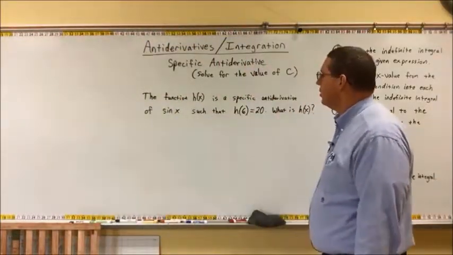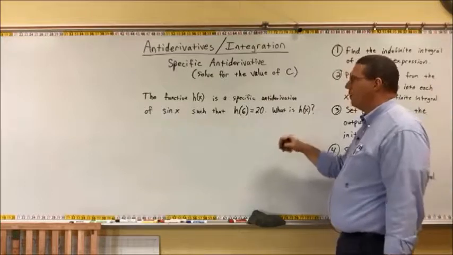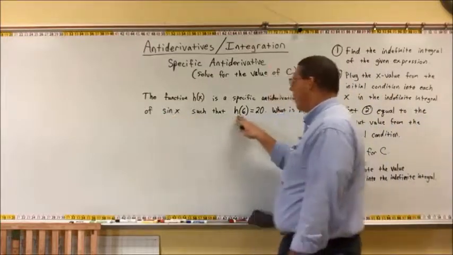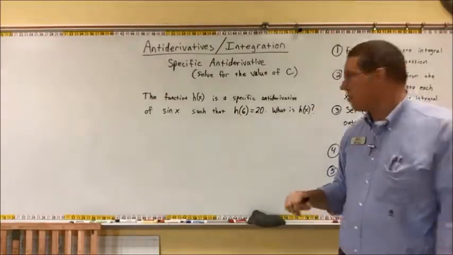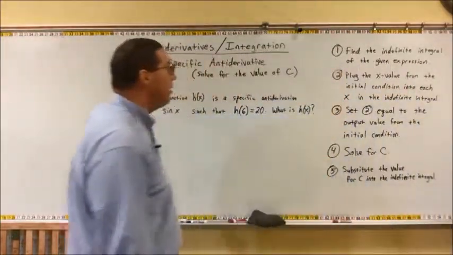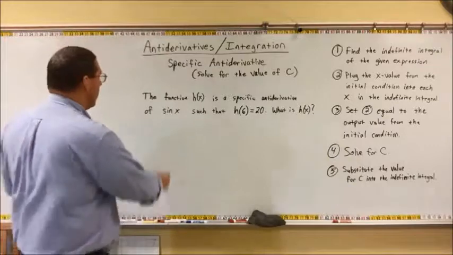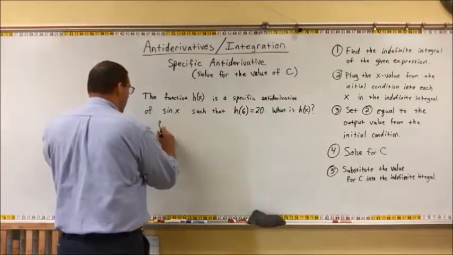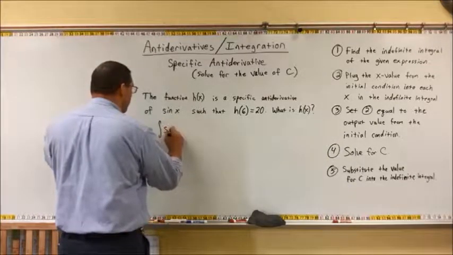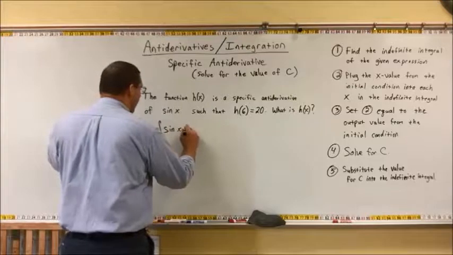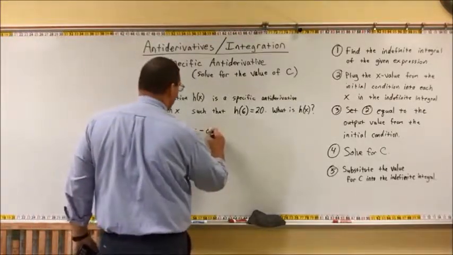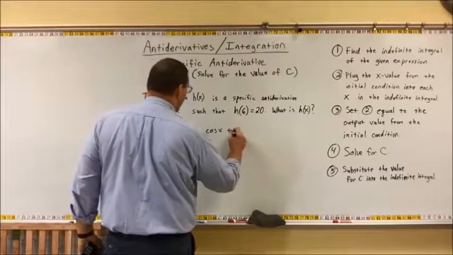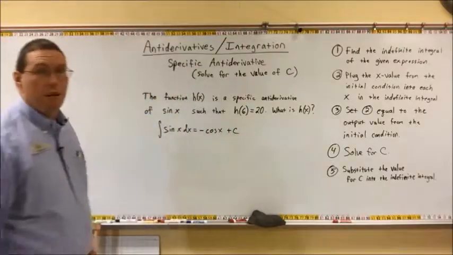So it says the function h of x is a specific antiderivative of sine of x, such that h of 6 is equal to 20. What is h of x? Well, step 1 says find the indefinite integral of the given expression. The given expression is sine of x, so I'm going to do the antiderivative of sine of x. The antiderivative of sine of x is negative cosine of x plus c.